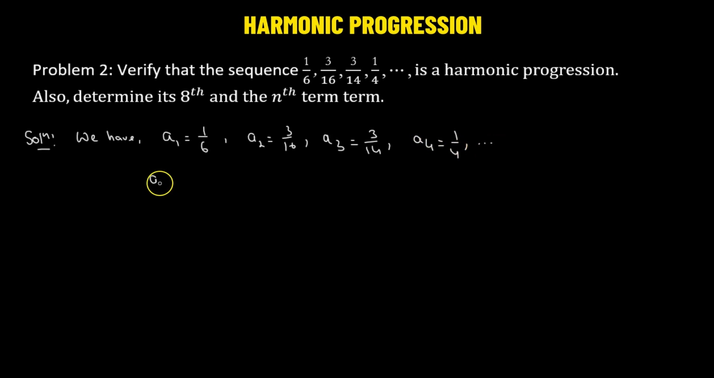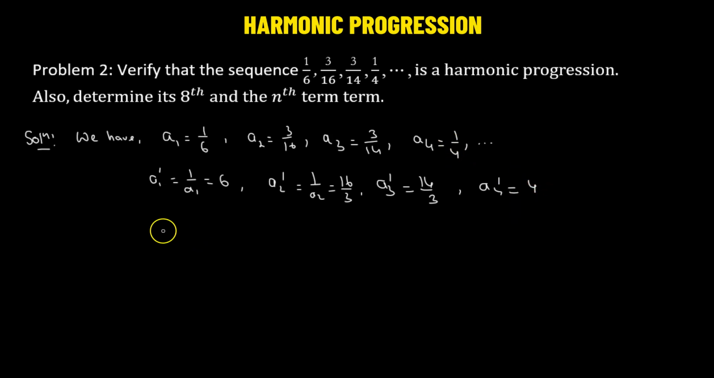What we'll do, we'll take the reciprocal. So we'll first take out a1 prime. So a1 prime is nothing but the reciprocal of the first term. So that's going to be 6. Similarly, we have a2 prime, which is the reciprocal of the second term. So we have 16 over 3. Then we have a3 prime. So that's the reciprocal of a3. That's 14 over 3. And a4 prime will be the reciprocal of the fourth term. So that's 4.